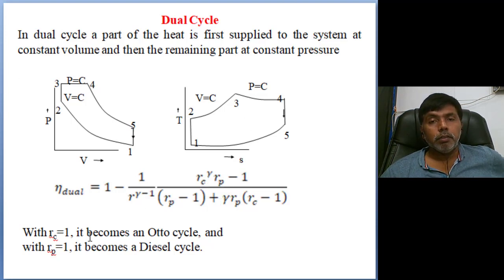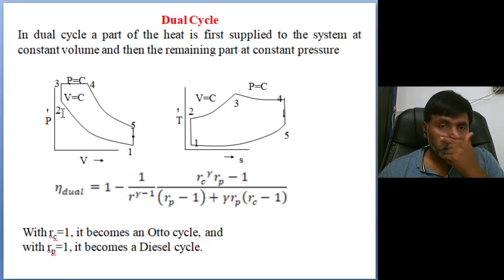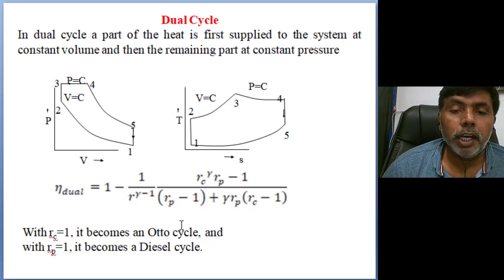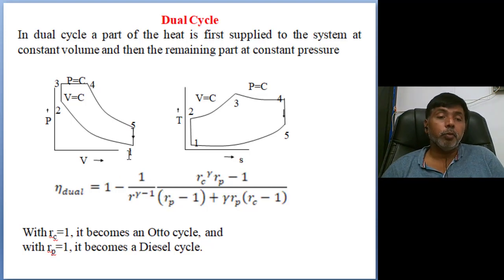Here is one important question you may expect in an end examination, and not a competition examination. If the cutoff ratio is 1, that is V3 by V4 equal to 1, then the dual cycle will act as an Otto cycle. If RP equal to 1, that is the explosion ratio V3 by V2 is 1, then the dual cycle will act as a diesel cycle. These are the two important points.